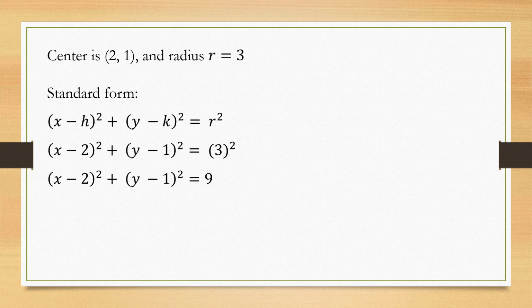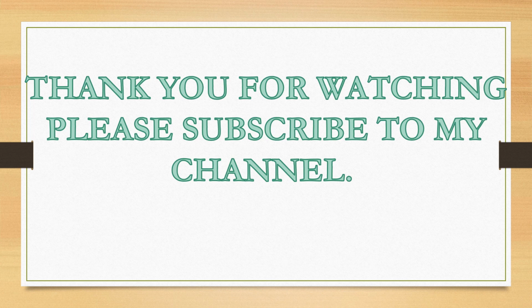Finally, when we simplify, we have the standard equation of the circle that corresponds to its given general form: x minus 2 to the power of 2 plus the quantity y minus 1 to the power of 2 is equal to 9. Therefore, the last quantity is the standard equation of the circle given in our example. I hope this example will help you, particularly in answering your activity or assignment regarding rewriting the circle to its standard form and determining its center and radius.